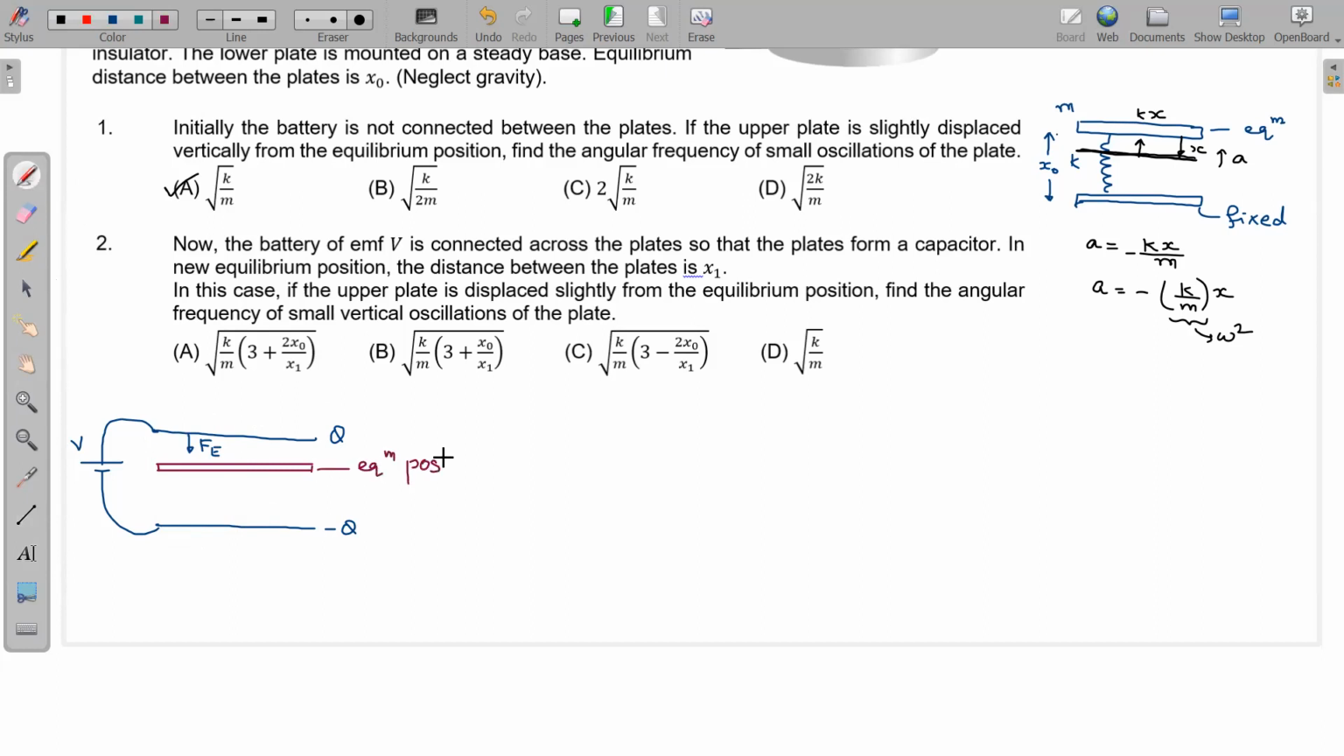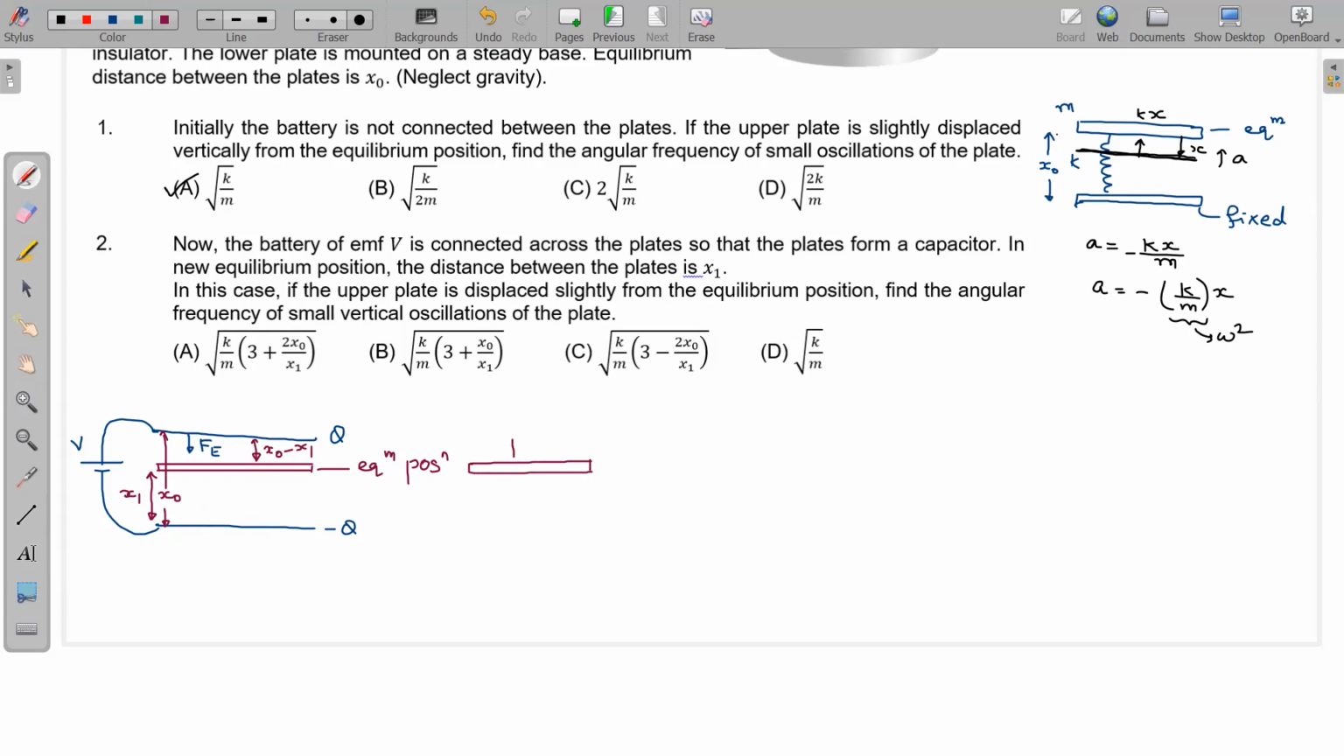Now it is given in the question that after you connect the battery, the equilibrium position is such that the distance between the plates is x1. So what happens at equilibrium position? I can say that net force on this upper plate must be zero in equilibrium position. So the initial separation between the plates that was given to us as x naught, and the new equilibrium position, the separation between the plates is x1. So there is a compression in the spring of x naught minus x1. All right, this distance represents the compression in the spring, x naught minus x1.